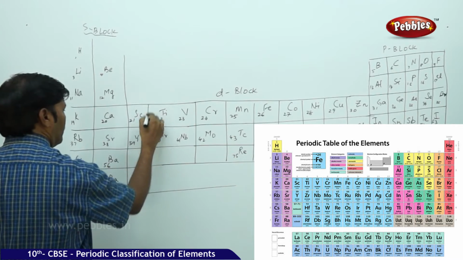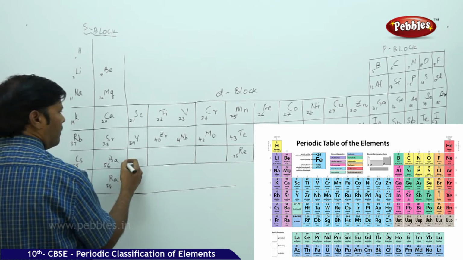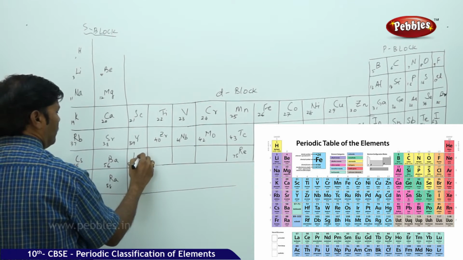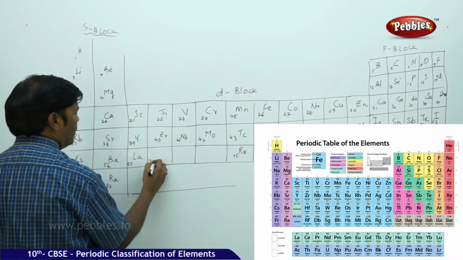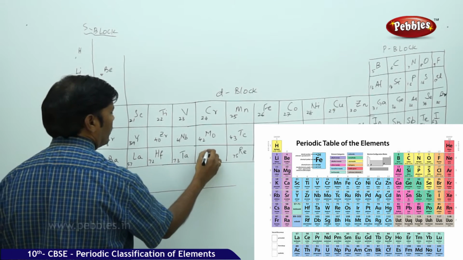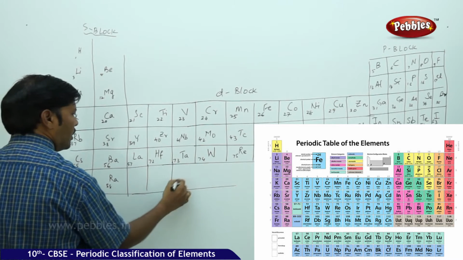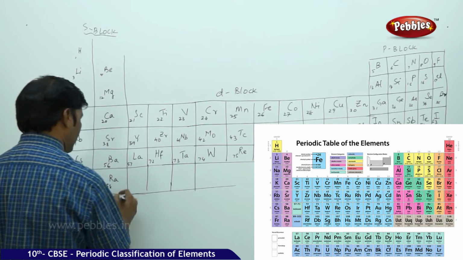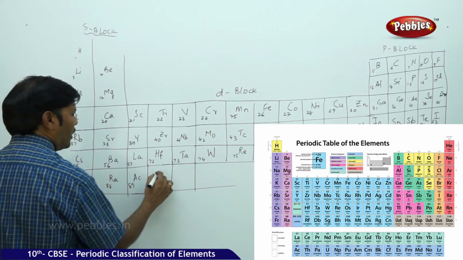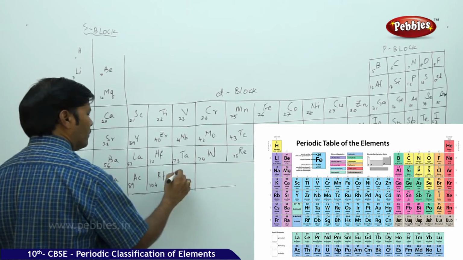Then here 56, 57 lanthanum, 72 hafnium, 73 tantalum, and 74 I think is tungsten. Similarly here, 89 is actinium, 104 rutherfordium, 105 dubnium, and so on.